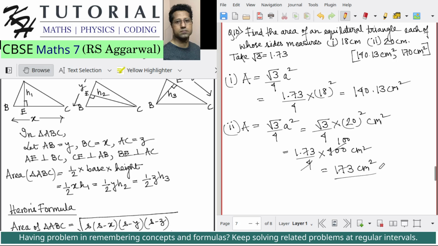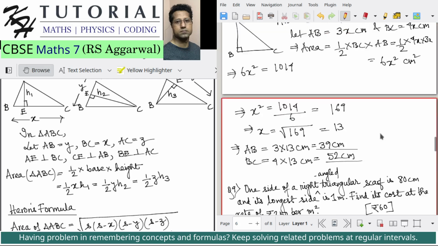Let me quickly check the answer from the book again. Question number 10, part 2 is 173 centimeter square. Okay, so this should be 173. Okay, so with this it comes to an end in solving the first 10 problems of exercise 20D, which are based on the area of a triangle.